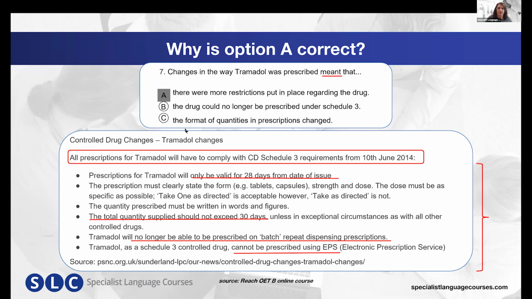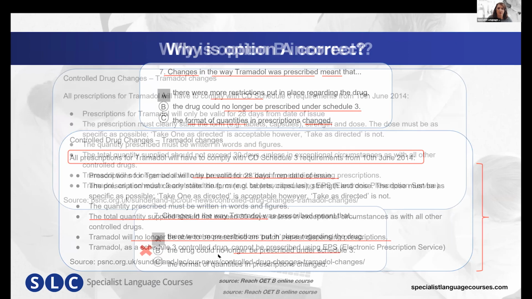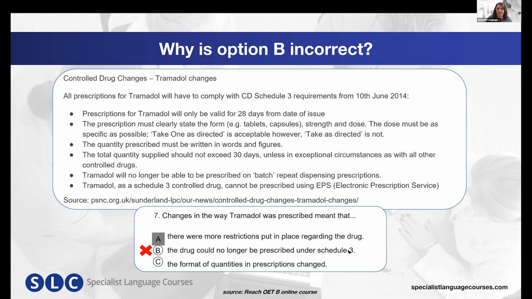So let's have a look at why the other answers are not correct. We have a look at B, could no longer be prescribed under Schedule 3. So we look for information on Schedule 3 and prescribing, and we see that it cannot be prescribed using the electronic prescription service, but that's not exactly the same meaning as it could no longer be prescribed.